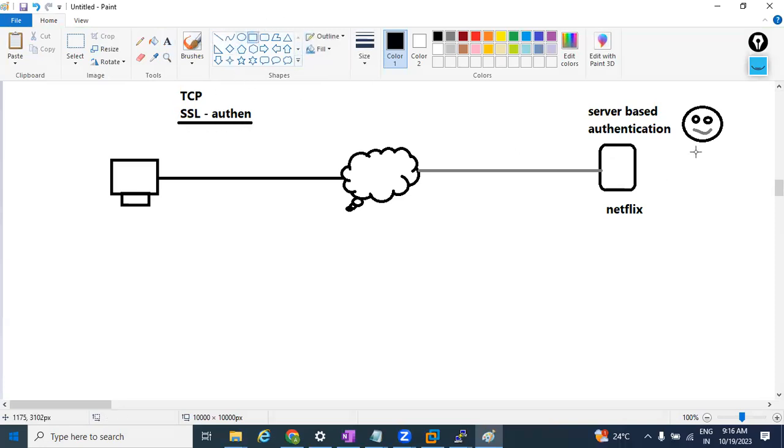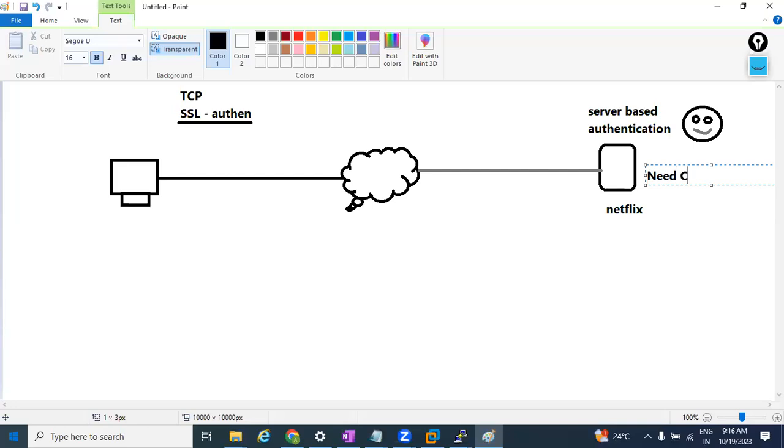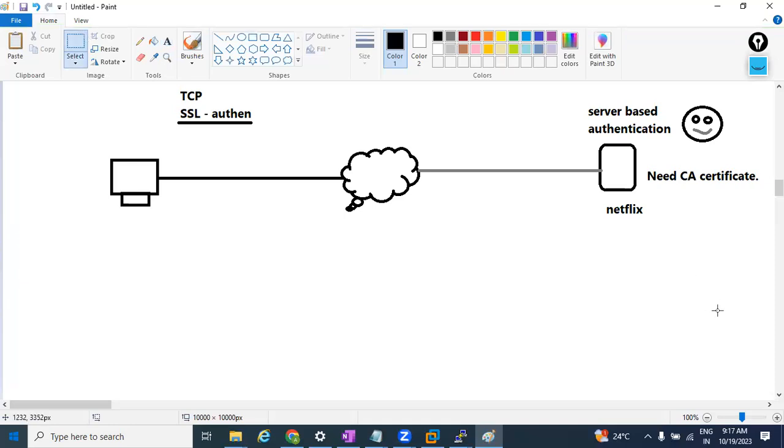So now here, the concept is I have to authenticate. So what we need is a certificate here. Need a CA certificate. Because I know once my client accesses me, they will ask me for a certificate. So I need a certificate. So how to arrange the certificates here? So there are different options.